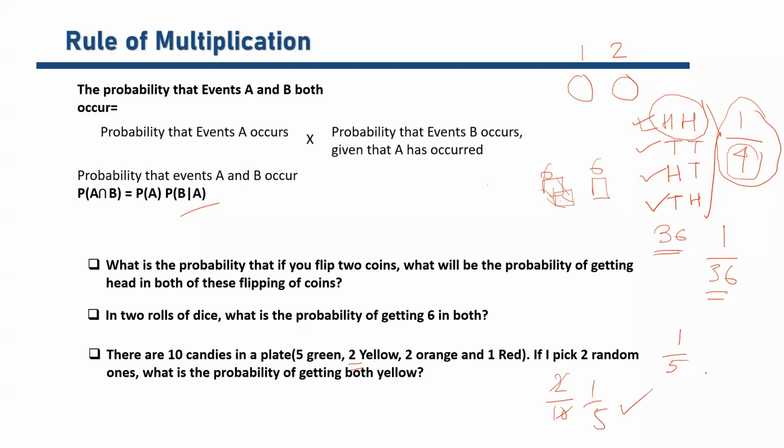Alanka, I think it will be 1 by 10 C2, right? Because we are picking 2 at random, so total possibilities are 10 C2. Does anyone also agree? It will be 1 by 10 C2. Can someone answer whether 1 by 5 is right or wrong?